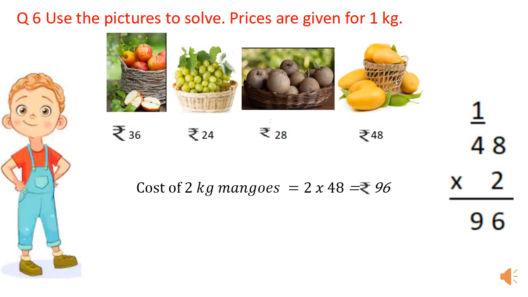Now let us see how much Arav has to pay for 2 kg of mangoes. Now see what is the cost of mangoes for 1 kg, and here you can see that it's rupees 48 and you want 2 kg of mangoes, right? So 48 into 2 you need to do and you will see that it is 96. It means that Arav has to pay rupees 96 for 2 kg of mangoes.